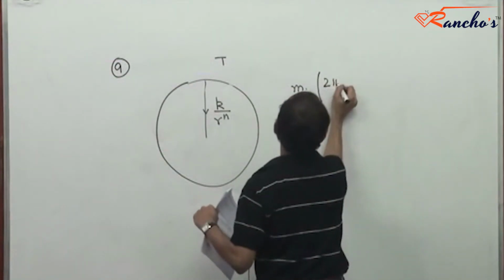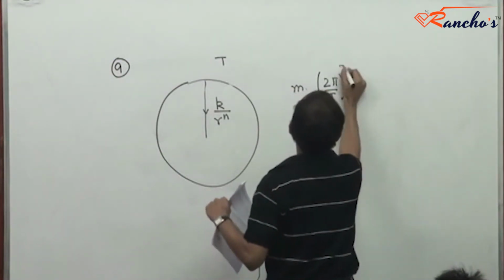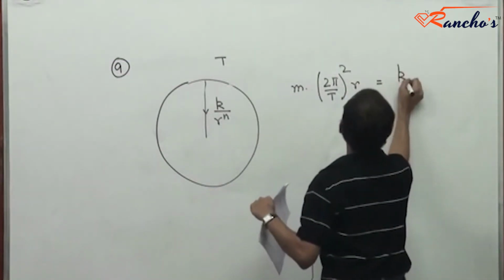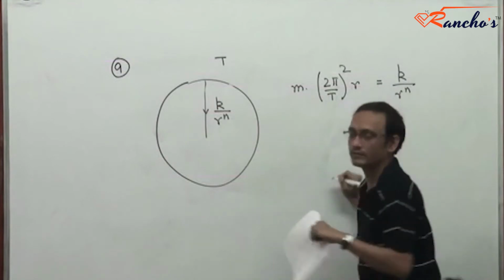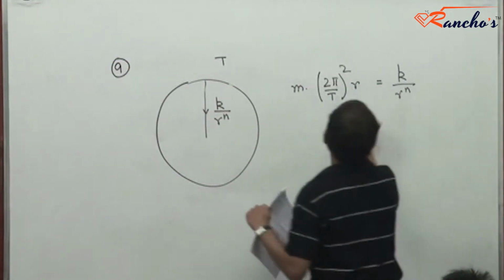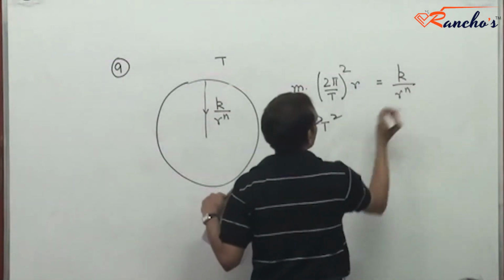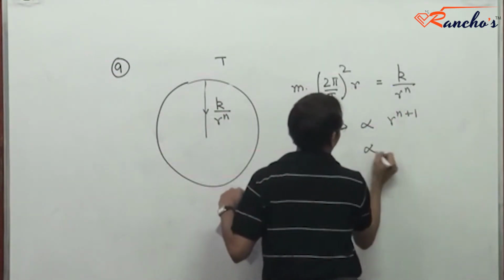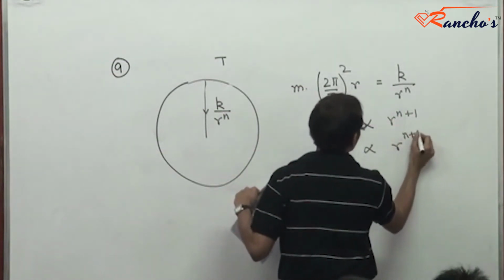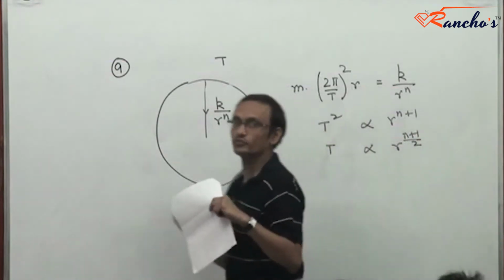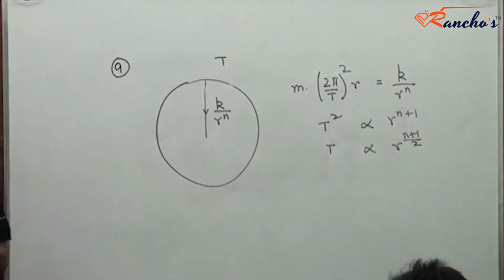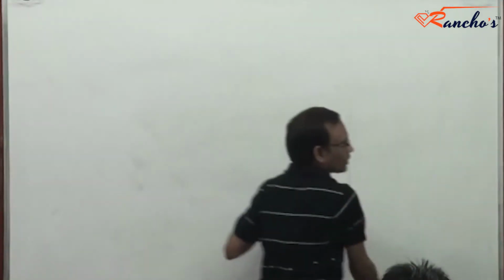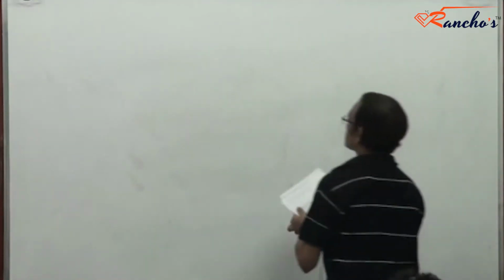where omega is 2 pi by T, omega squared into the radius r. That's provided by k by r to the power n. So evidently, T squared will be proportional to r to the power n plus 1. So T would be proportional to r to the power (n plus 1) by 2. Simple. Now for the next problem, problem 10.